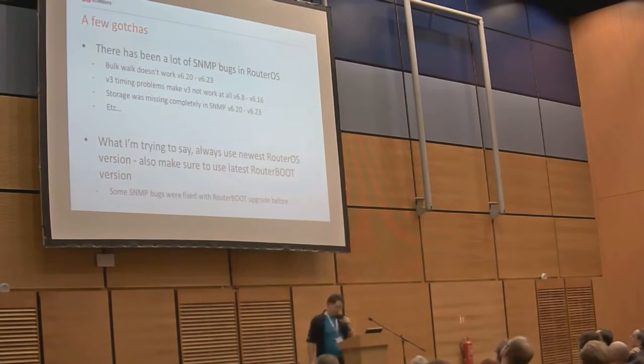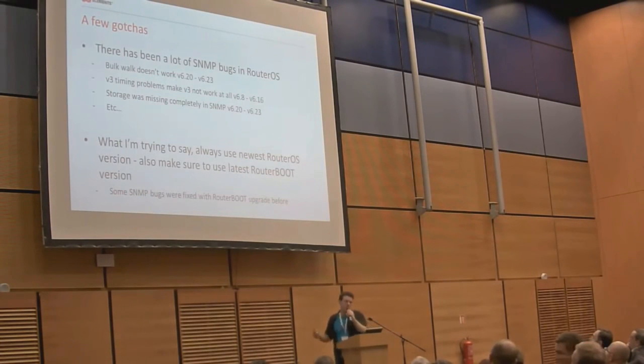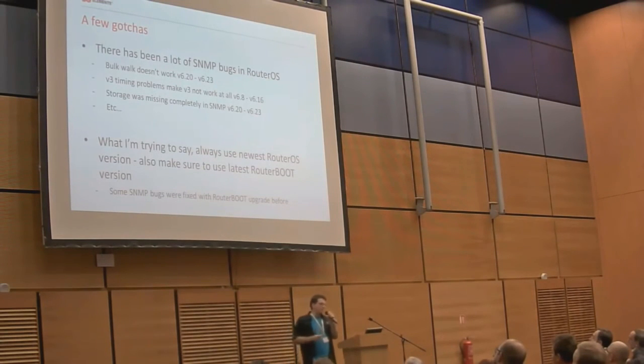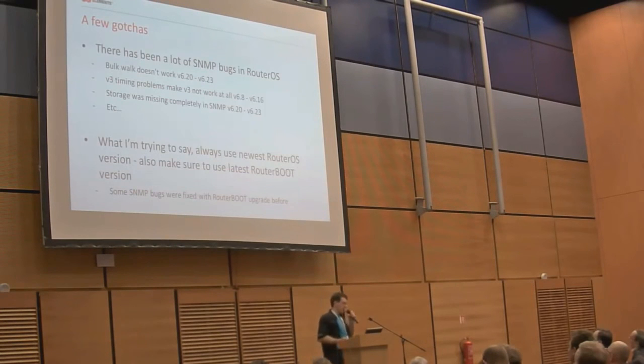Okay, so a few gotchas. There have been a lot of SNMP bugs in RouterOS. For example, bulk doesn't work in these versions. Version 3 timing problems make version 3 unusable on these versions. Storage was missing completely in SNMP in these versions. I could go on. But what I'm trying to say here is that always use the newest RouterOS version and make sure to also use the latest RouterBoot version, because some SNMP bugs are actually fixed by changes in RouterBoot. So RouterBoot upgrades actually fix these bugs in SNMP in RouterOS. So just remember that if something is not working, just use the newest version and it will most probably work.